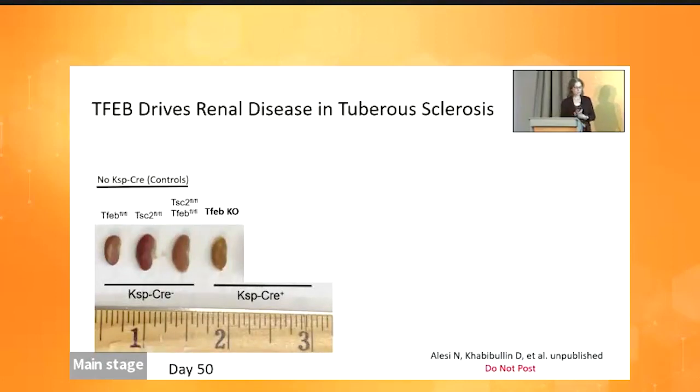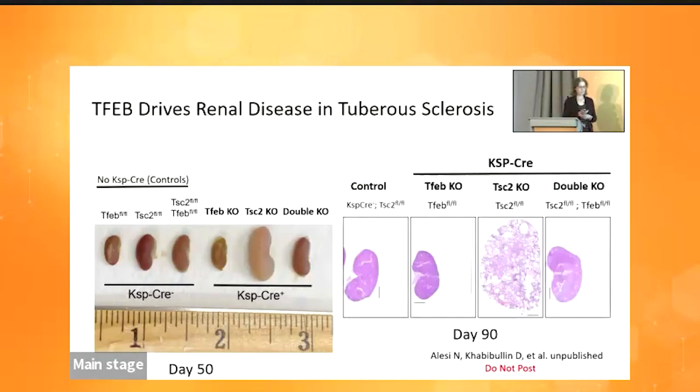So this is unpublished data from Nico Alessi and Damir Habibulin. And what you see here first are just a bunch of control kidneys from a kidney-specific Cre model, including TFEB knockout alone. If you knock out TSC2, you see enlarged cystic kidneys. And if you knock out both TSC2 and TFEB, the mice are normal. They happily live a long, healthy life. They can reproduce. Everything is fine.